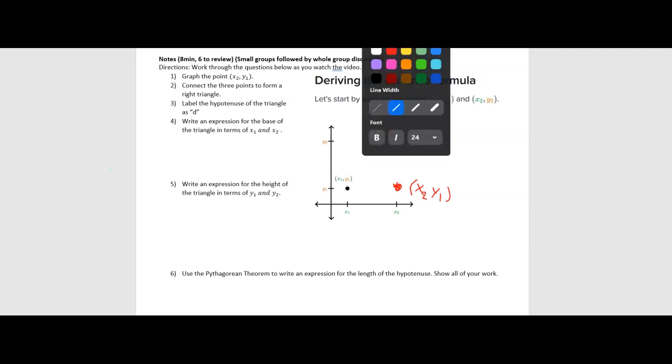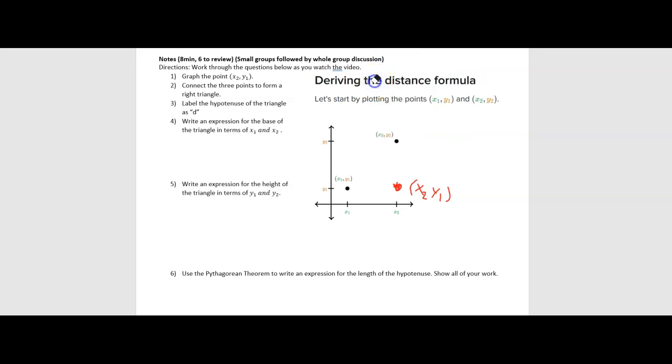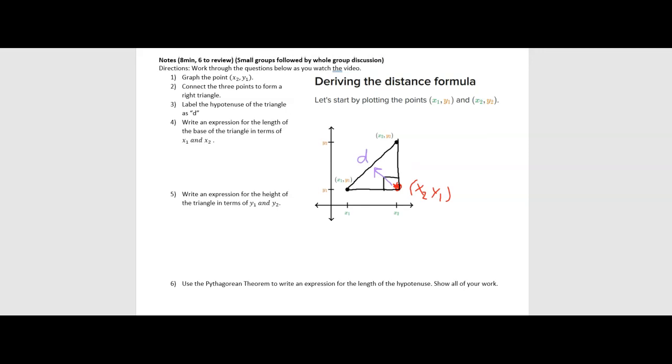Number 2 says connect the points to form a right triangle. Again, that's straightforward enough. Put my right angle there. Number 3 says label the hypotenuse as D. So I'm going to find my right angle, go straight across. The opposite side will be our hypotenuse, which we'll call D. And we're off to number 4.